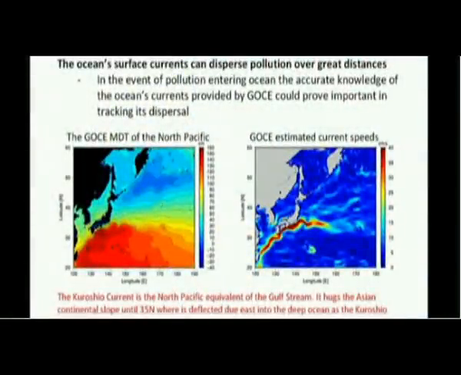Another role that the ocean has is in the dispersal of pollutants. Things get lost into the ocean and carried on ocean currents. This picture here is of the circulation of the North Pacific, with the mean dynamic topography on the left, and on the right the currents. This is basically an analogue of the Gulf Stream in the Atlantic. It's called the Kuroshio Current, and it travels quite tightly against the Asian continental shelf up to about 35 degrees north, where it's deflected into the Pacific as what's known as the Kuroshio Extension. Again, we've been able to resolve this now purely with space-based methods, better than we've ever been able to do before. This is something that GOCE has delivered.